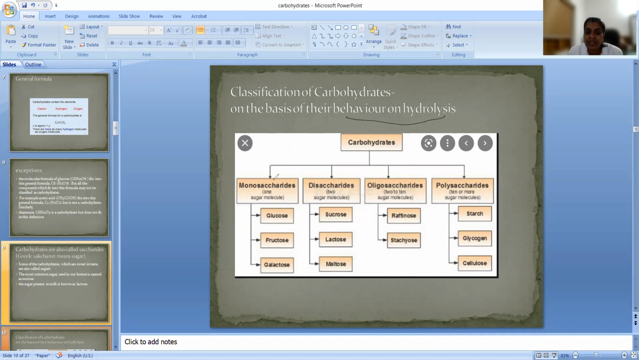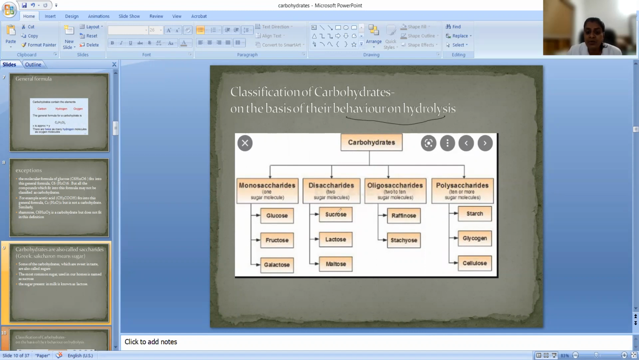In monosaccharides, only one single molecule is there. We cannot undergo any sort of hydrolysis on this. It is not going to split. So that is monosaccharides. Glucose, fructose, galactose are examples for monosaccharides.